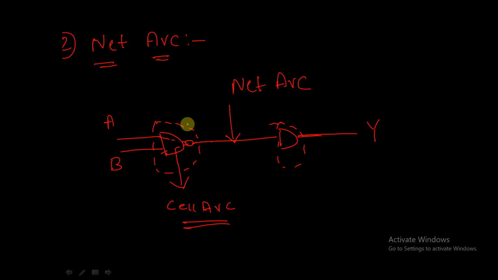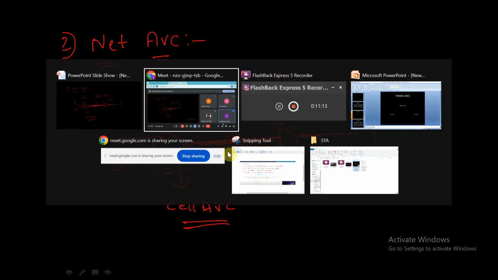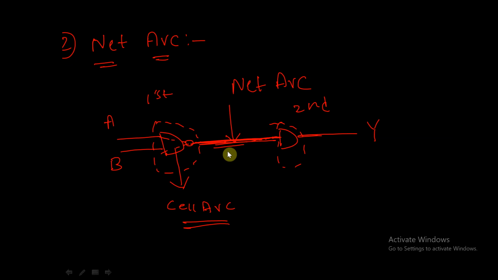The arc between the output pin of a particular cell and the input pin of another cell, the output pin of the first cell and the input pin of the second cell, is called a net arc. So this is called a net arc. Is it clear? Simple definition. I hope this is clear.